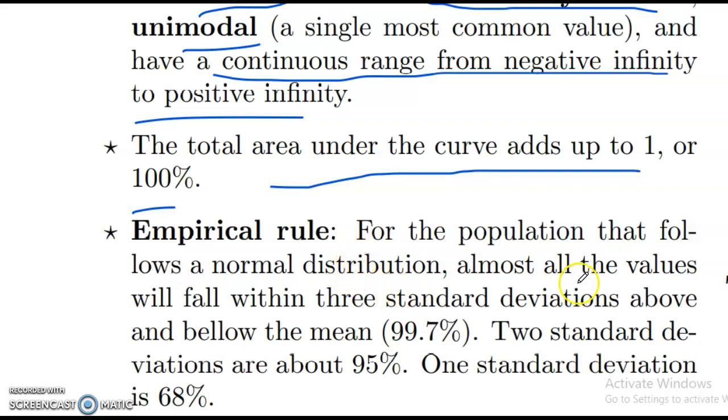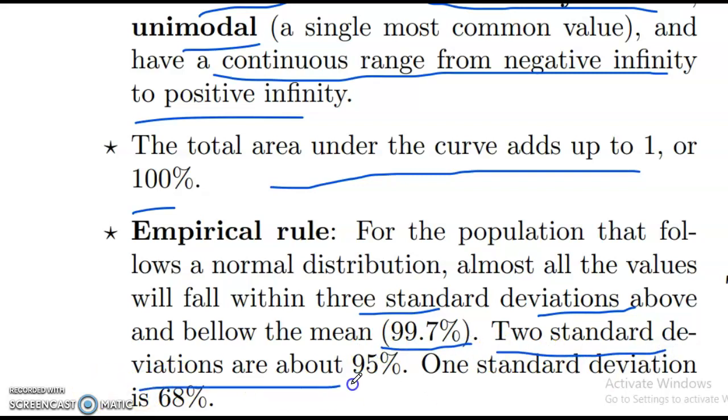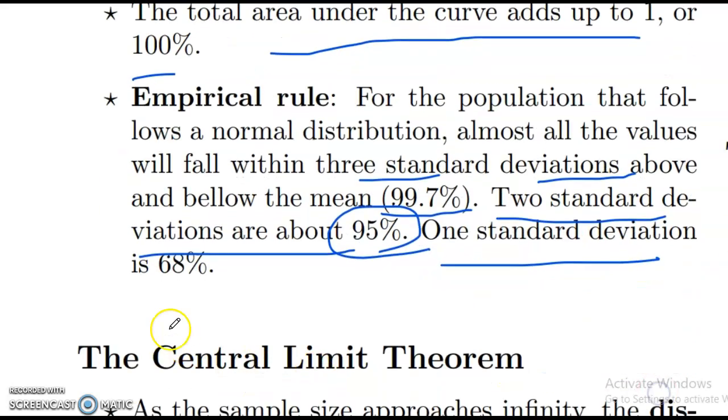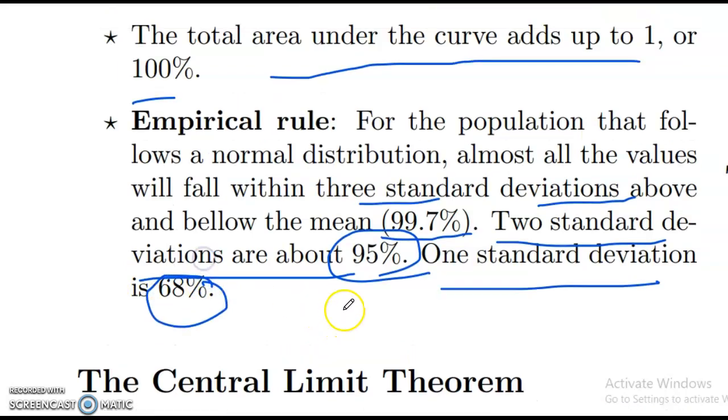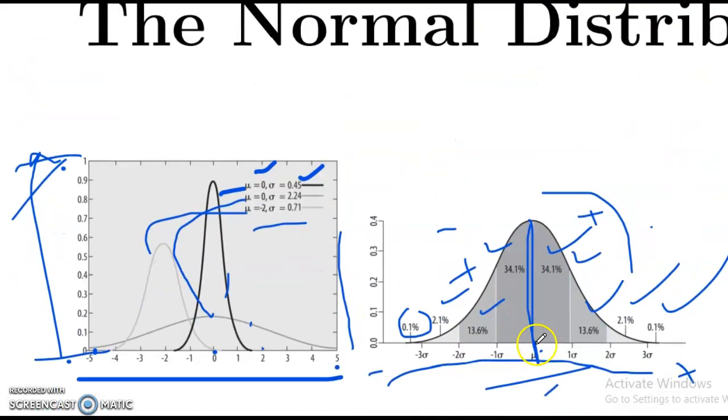Empirical rule: for a population that follows a normal distribution, almost all the values, 99.7 percent, fall within 3 standard deviations above and below the mean. Within 2 standard deviations is about 95 percent, and within 1 standard deviation is 68 percent.